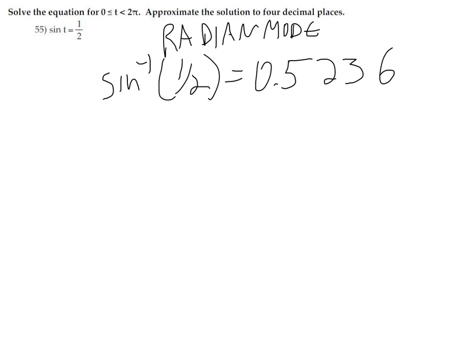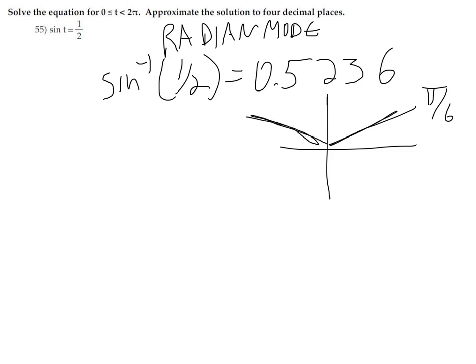Where this is about right there. It's specifically pi over 6. So you can check this. You can do pi divided by 6 and get that same answer. This is a unit circle value, but since they said approximate to 4 decimal places, I went straight to the calculator. Now, where is sine positive? Sine is positive here and also here. For 4 decimal places, we have our first answer.